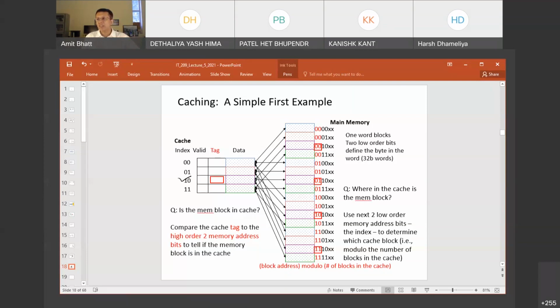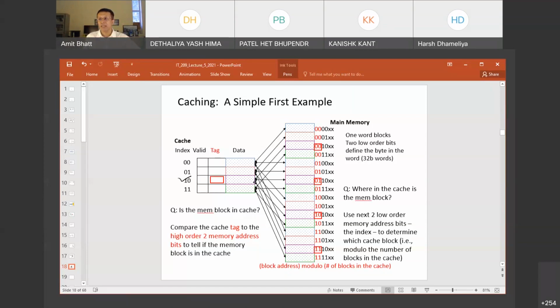Does anyone have any question or want to understand this in more detail? The concept of tag. So here we have understood 3 major principles. First one is, what is index? Number 2, what is tag? And number 3, what is direct map cache? Does anyone have any question?